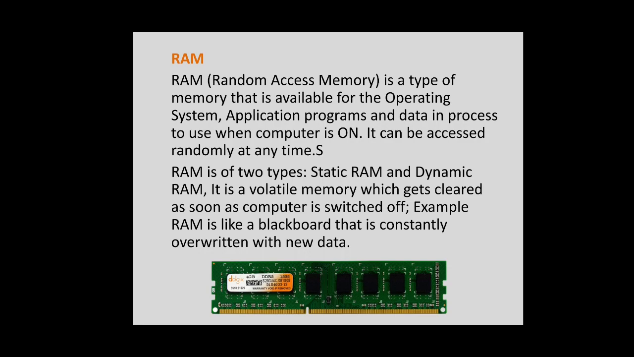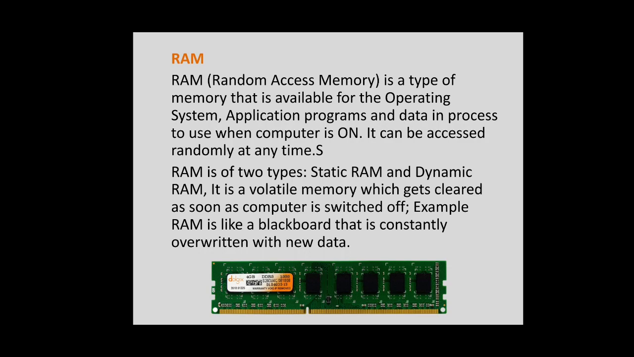Now RAM. What is RAM? RAM is random access memory. It is a type of memory that is available for the operating system, applications, programs and data in process to use when the computer is on. It can be accessed randomly at any time.